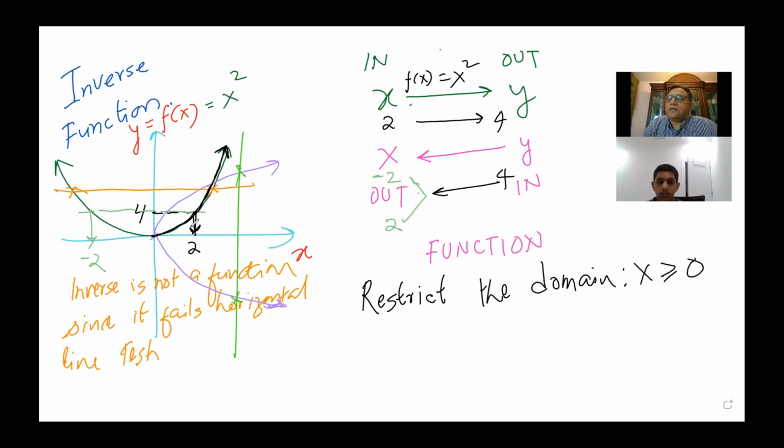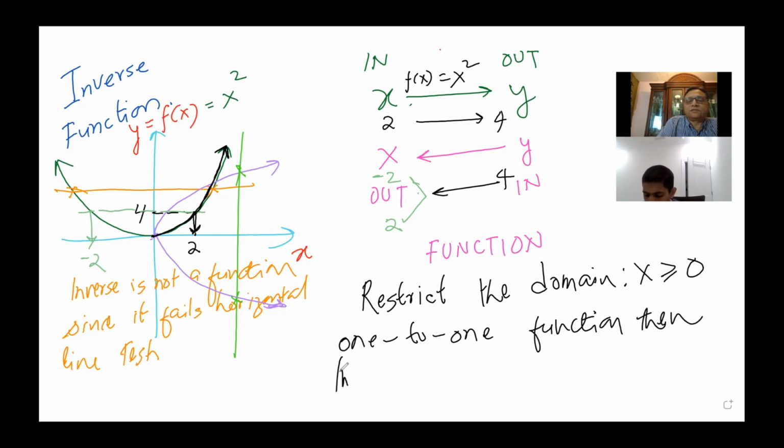So what we have learned here is that the inverse of a function may not be a function. Only if you have a one-to-one function, then the inverse is also a function. Clear? Okay. We learned here that the inverse may not be a function. If the inverse is not a function, we could restrict the domain or even the range sometimes to ensure that the inverse is a function. Is it okay?